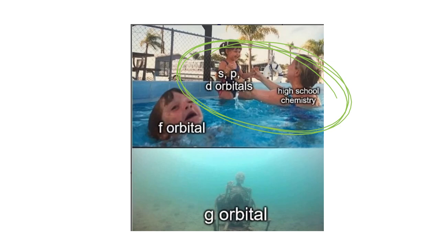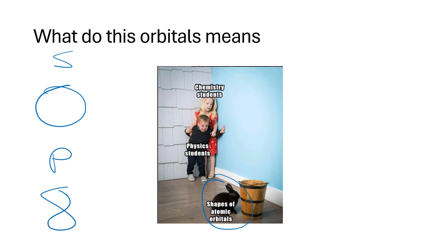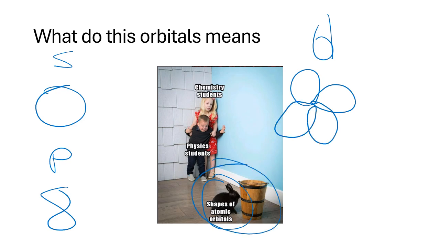Teachers always talk about s, p, and d orbitals and then sort of ignore f orbitals. So the f orbital is going to die, and then g orbitals are just hypothetical orbitals. Another meme: chemistry students, physics students, shape of atomic orbitals. One thing you've got to know is s is shaped like a circle, p is shaped like a figure 8, and d is shaped like a clover, 1, 2, 3, 4. I don't get the bunny and the bucket thing. I don't know why they're scared of a bunny and a bucket.